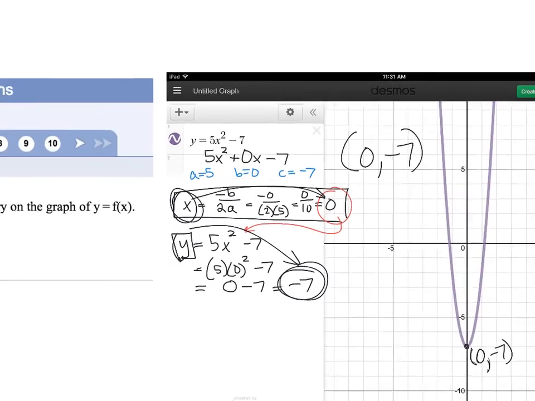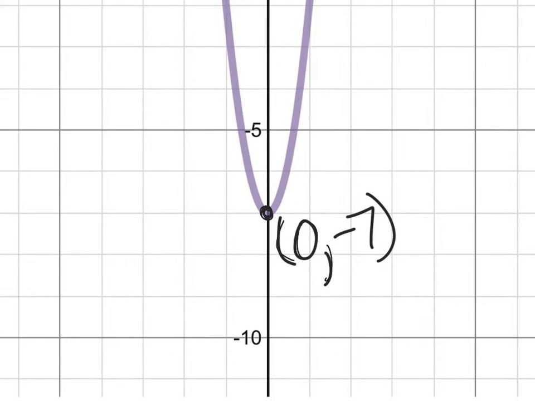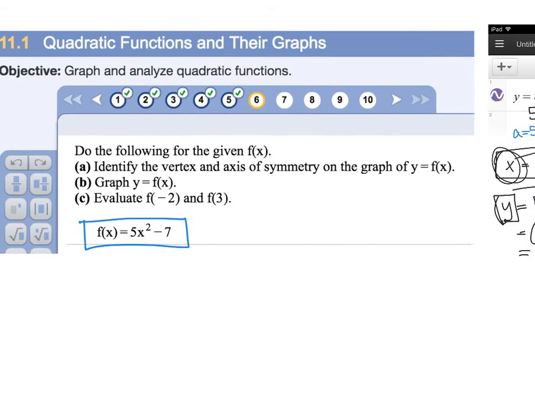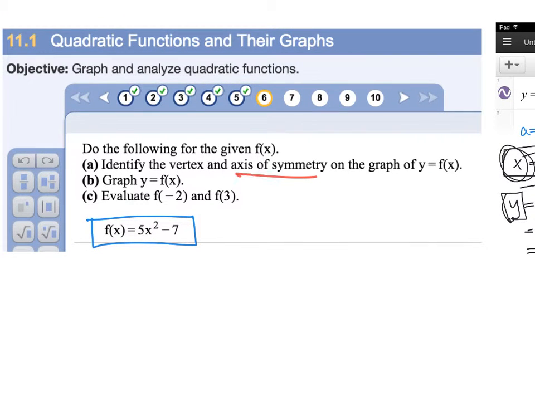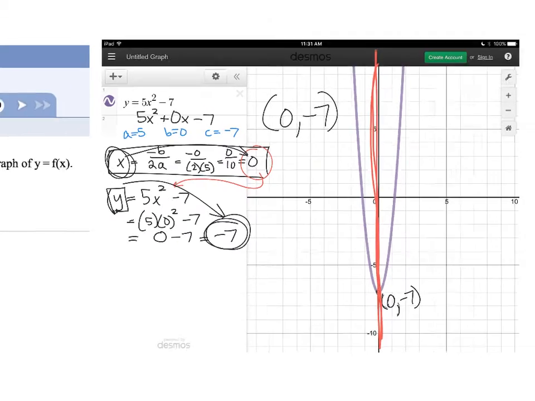And of course, that's what we saw all along in our graph, right here, 0, -7. But we have mathematically shown it. All right, now what's the axis of symmetry? Well, the axis of symmetry is x is equal to 0, because that is where your axis of symmetry is happening, right here at 0.